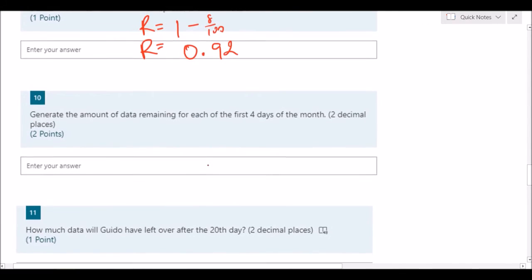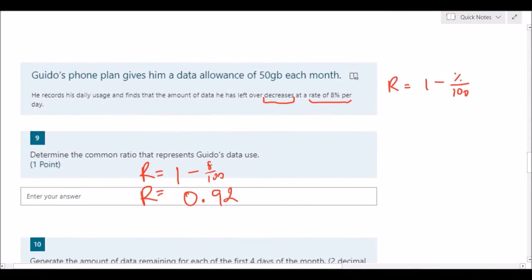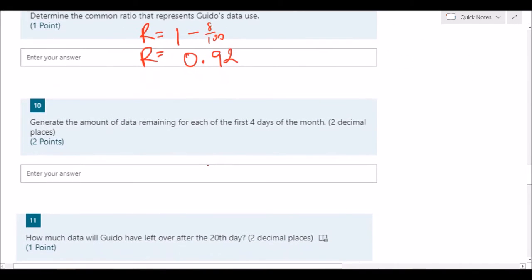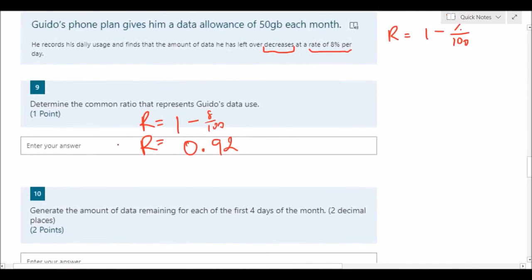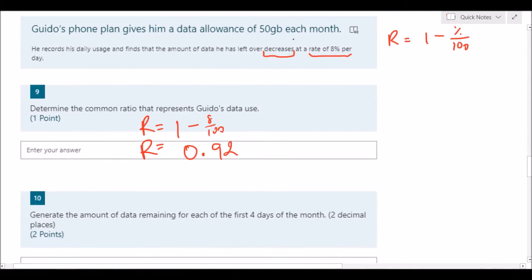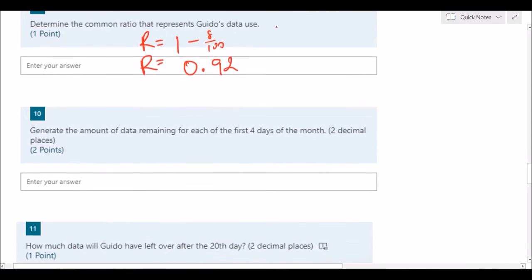Next question, generate the amount of data for each of the first 4 days of the month. All right, so each of the first 4 days of the month. Remember, for this sort of question, that 50 in this scenario would not be the first term. It's a starting term, okay? So just keep that in mind.